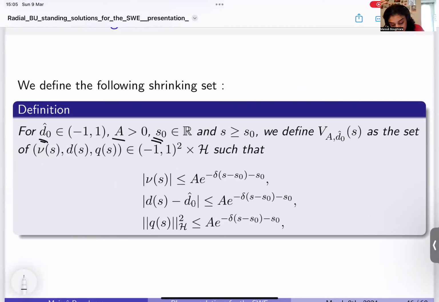And the shrinking set is going to be called V_A^{d0}(S), where it's the set of all triplets nu(S), d(S), and q(S), such that nu(S) converges to 0 with an exponential speed, d is going to converge to d0 hat with an exponential speed, and Q is going to decay with an exponential speed as well. So the idea is to find the solution u such that in similarity variables, if we define W, and from W we define Q, then we will have this decay and also the convergence of the parameters.